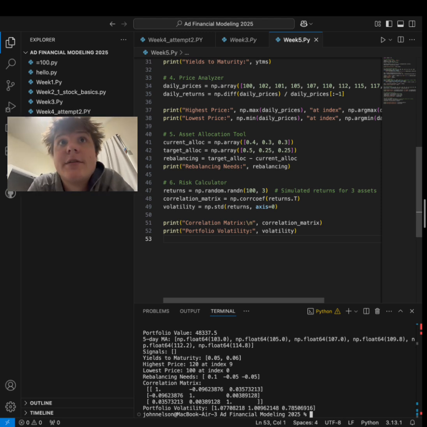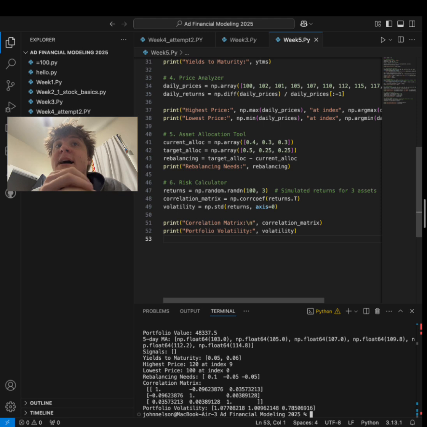If we look at line 33, we can see price analyzer, daily prices equals np.array 100, 102, 101, 105, 107, 110, 112. You know the drill. We're going to 120. Daily returns equals np.diff daily prices divided by daily prices minus 1. Print the highest price, np.max daily prices at index np.argmax, then print the lowest price, np.min daily prices at index np.argmin. We already just did this too. This is just printing in the terminal the highest and lowest price for our exercise.